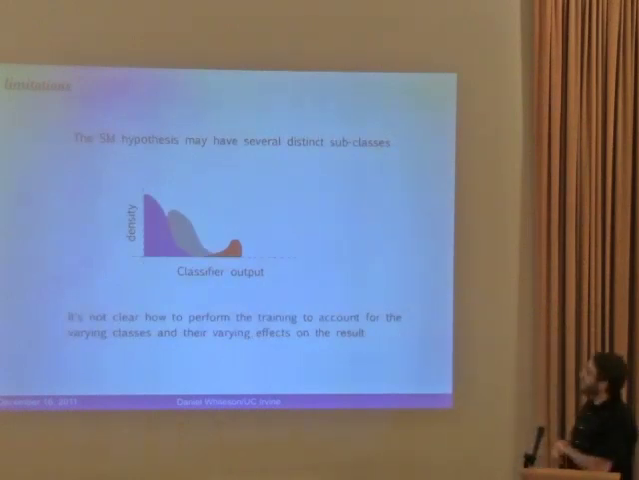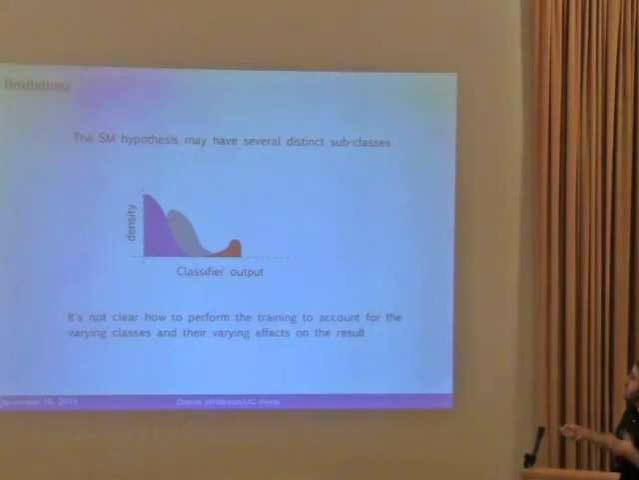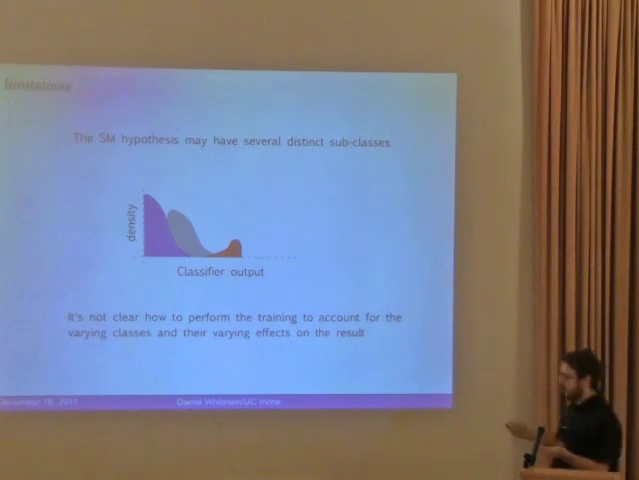Another weakness is that the standard model hypothesis has lots of different categories, right? It's not just one thing that can give you background. There's often 5, 10 different things. It's not always clear how to perform the training in order to account for the varying classes of things and their varying effects on the result.